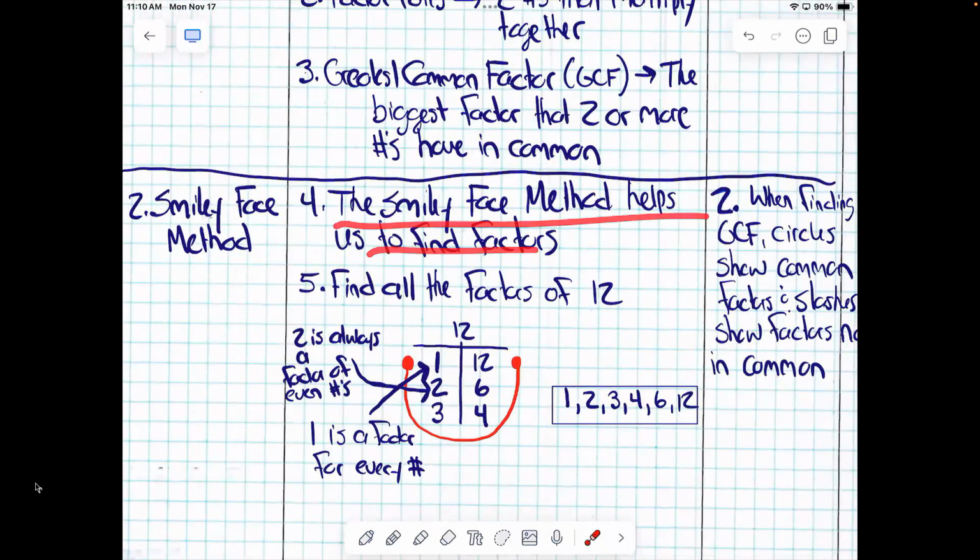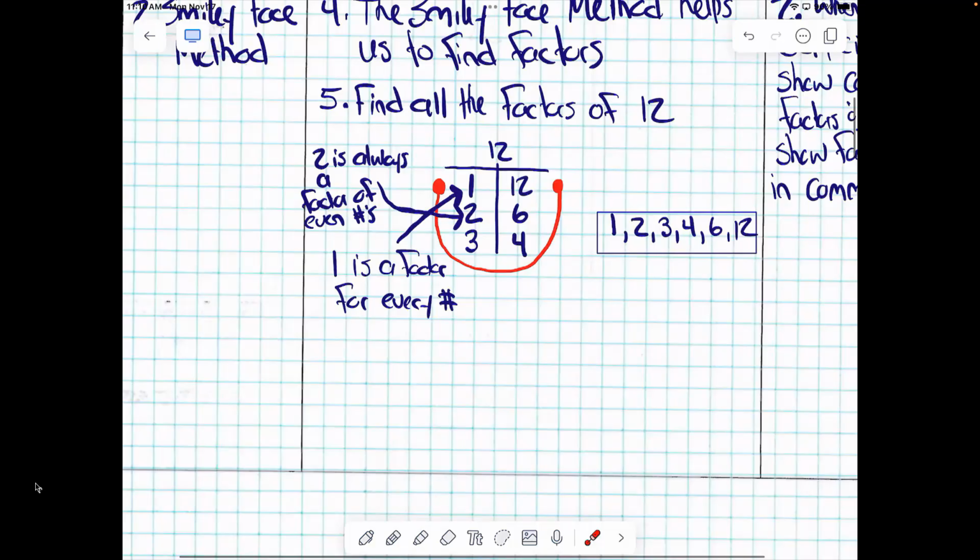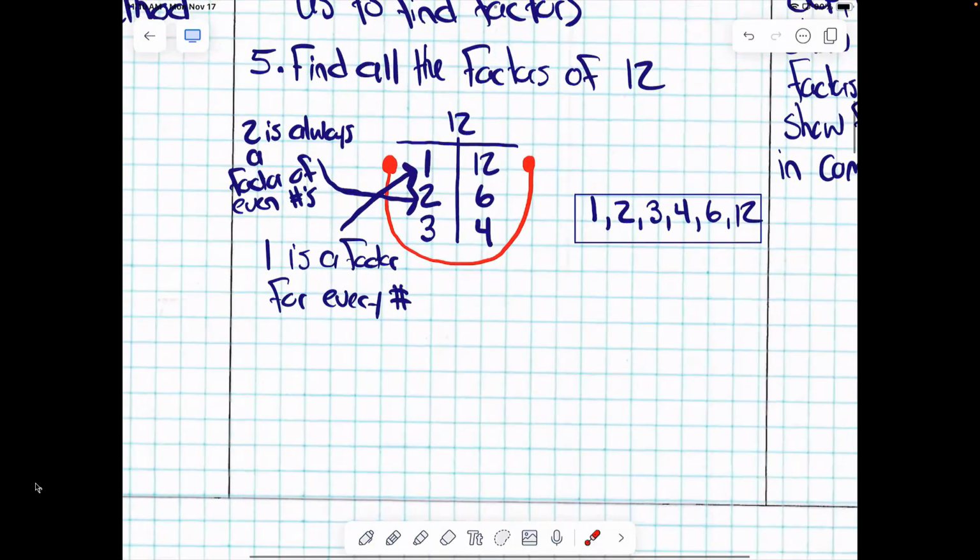So we just learned about the smiley face method. It helps us find factors. So if I ask you to find all the factors of 12 using the smiley face method, the first thing you do is create a t-chart. And then you would call the t-chart 12 because we're finding the factors of 12, right? What number always goes into every whole number? 1. So you're always going to write 1, and what's its buddy? 12. So 1 and 12 are buddies or factor pairs, right?